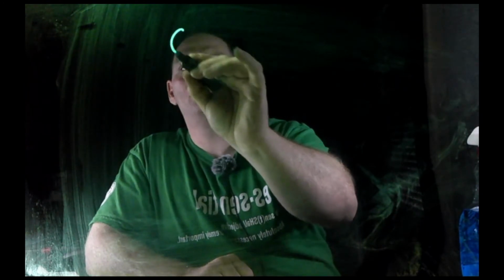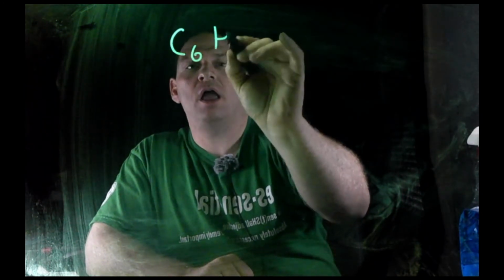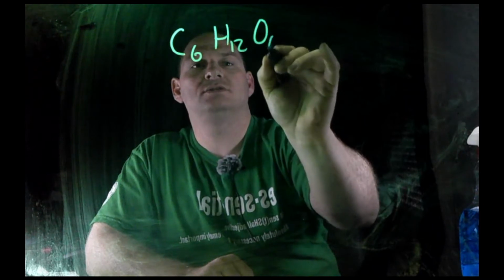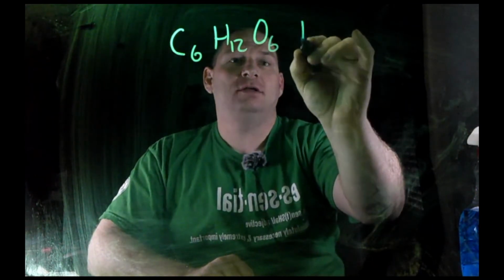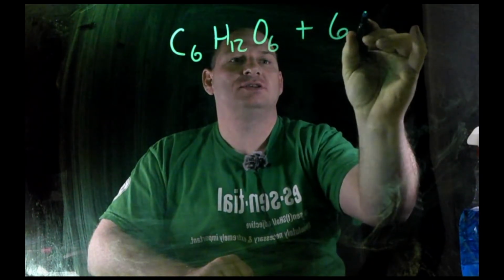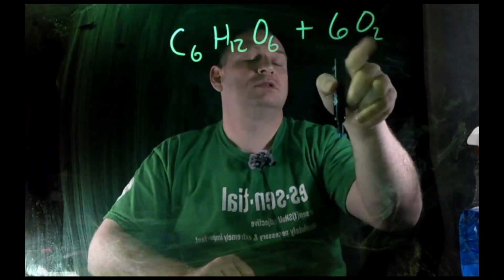All right, let's do one last one. We're going to do the last problem before you move on to your next assignment. This one's going to be a little bit different than the others. We're going to make it a little bit more challenging. We're going to start off with sugar, which is C6H12O6. Then we're also going to add 6 O2s, 6 diatomic oxygens.